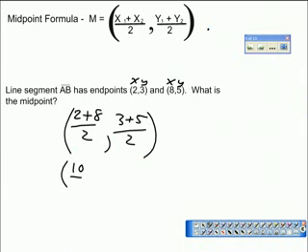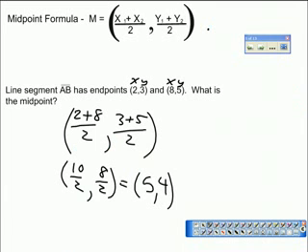That's 2 plus 8 is 10 divided by 2. 3 plus 5 is 8 divided by 2. So my midpoint would be at the coordinate 5, 4. If I graph those 2 points and find the midpoint, it would be at 5, 4.